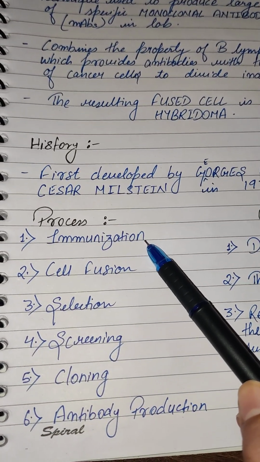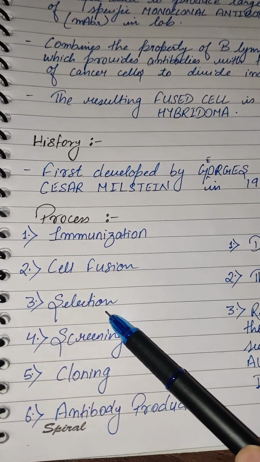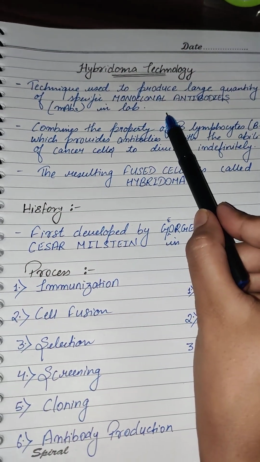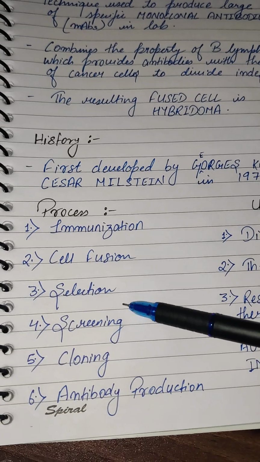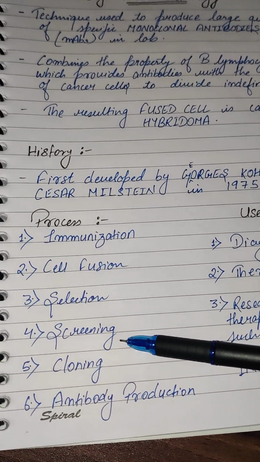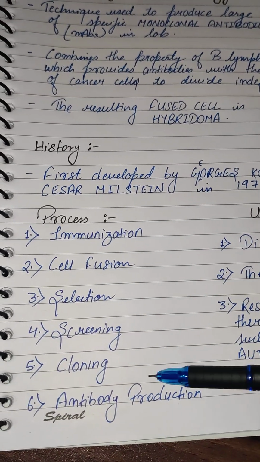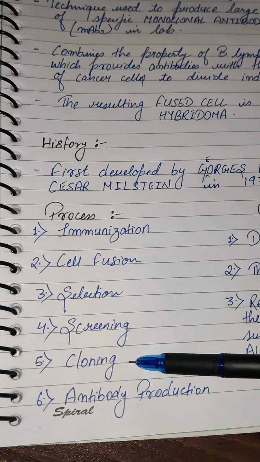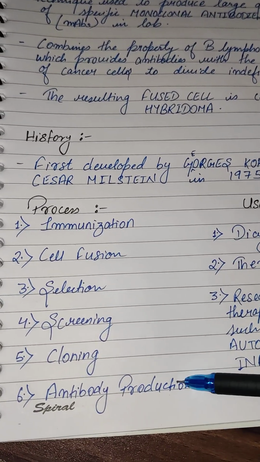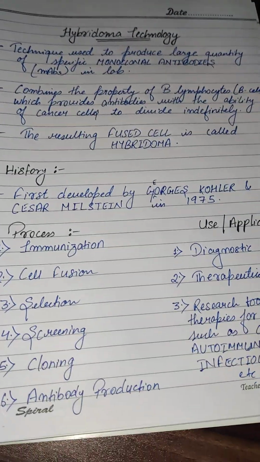First, the immunization process is done, which leads to cell fusion, and when the cell fusion is done, we select the specific type of cell. As I told you here that specific monoclonal antibodies need to be produced, so we select specific type of cell from here. We do the screening of those cells. Once we find that the specific cells are good enough to carry out the process, we do the cloning of the cell and produce large quantity of antibodies, and then the antibody production is done. So these 6 steps are involved in the hybridoma technology.